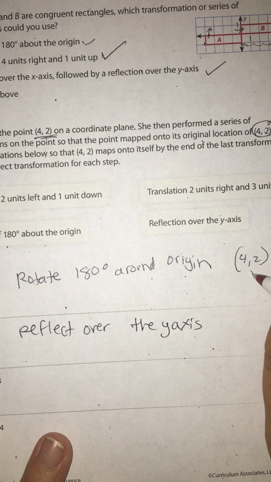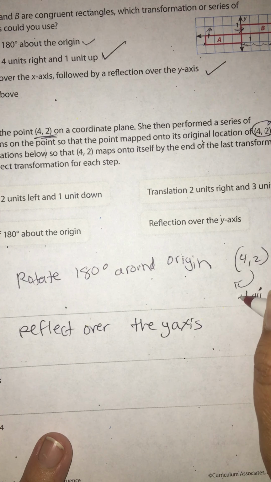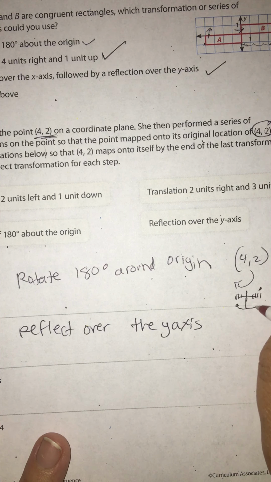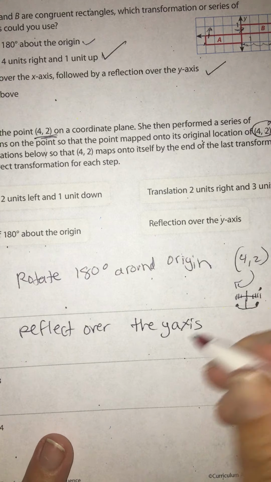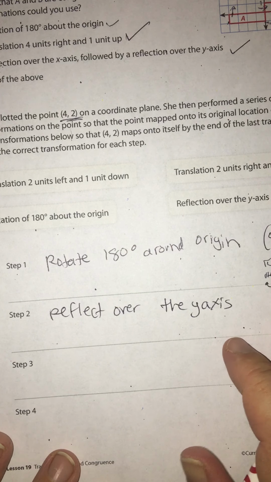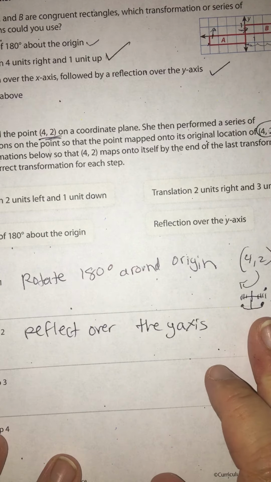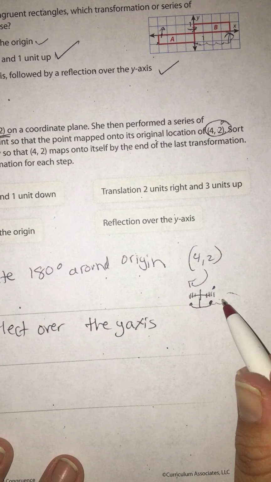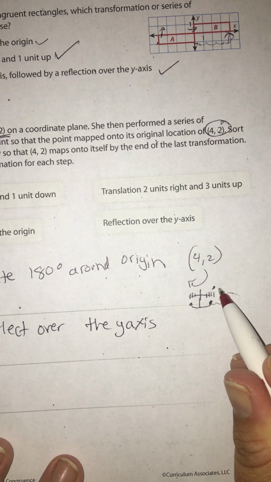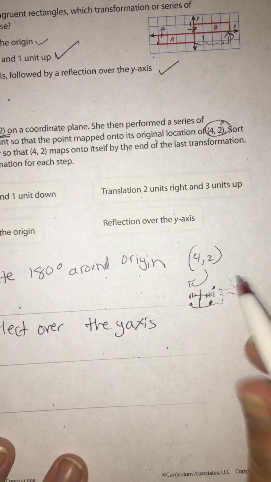Then it rotated 180 degrees. So if it's at 1, 2, 3, 4, 2, that rotates 180 degrees. It's going to be over here at -4, -2. But then it reflected over the y. So now it's back over here. So now we have to go 2 right and 3 up. 2 right, 3 up. Then 2 right, 3 up. Okay.